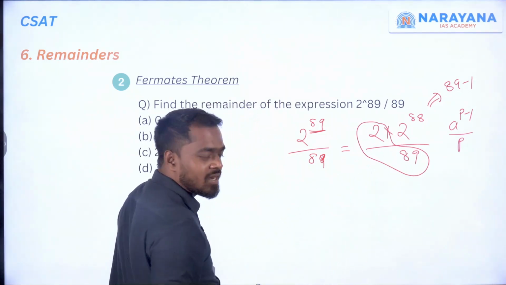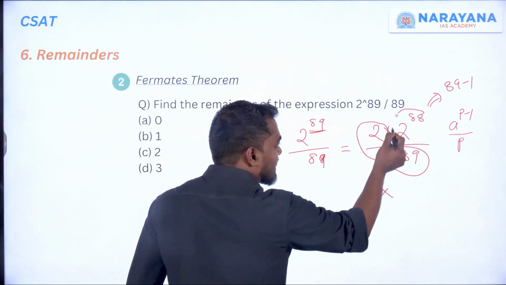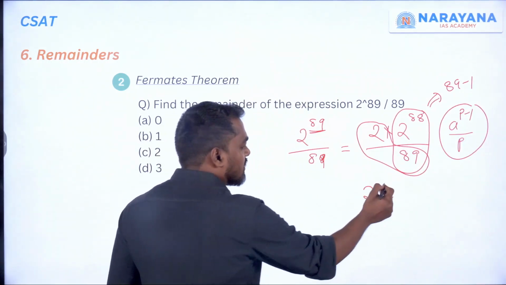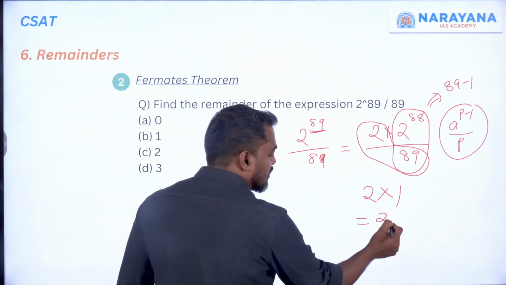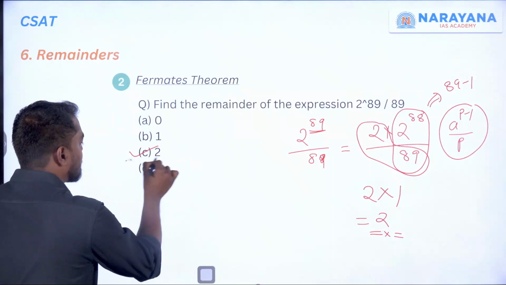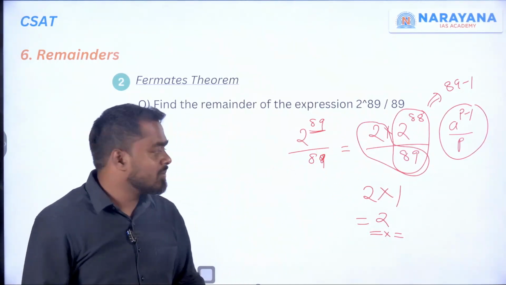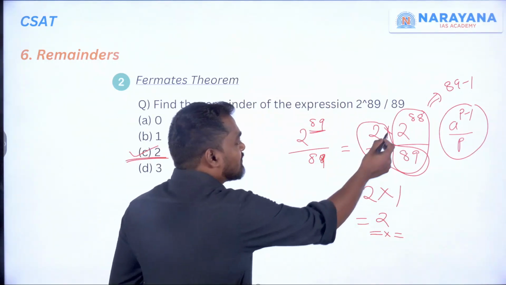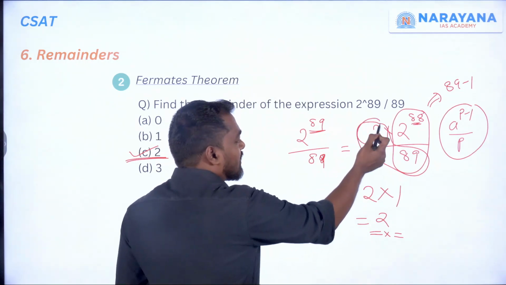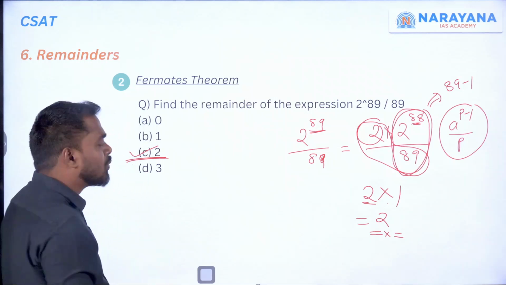2 by 89. What is the remainder? 89 zeros are 0, so 2 is the remainder. And for this expression, what is the remainder? It is in the form of Fermat's expression, so the remainder is 1. So 2 into 1 is 2. That is your remainder. Simple, right? Even if the power and denominator are not the same, you can convert it. You have to write it in the form of 2 to the power 88 by 89. The 2 is separated. So 2 into, for this expression, remainder 1. Answer is 2.